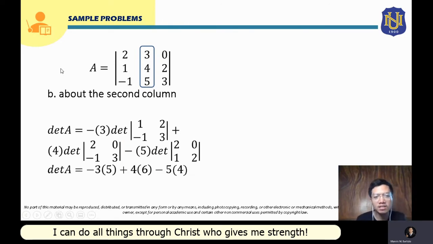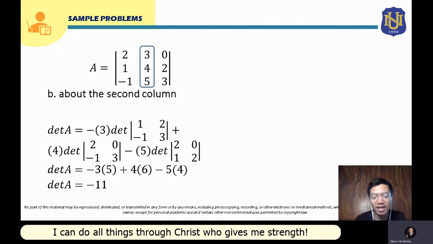So solving for this, the determinant of A will just be negative 3 times 5 plus 4 times 6 minus 5 times 4. Actually, you don't have to input that in your calculator. You can solve that manually. But it is actually equal to negative 11.